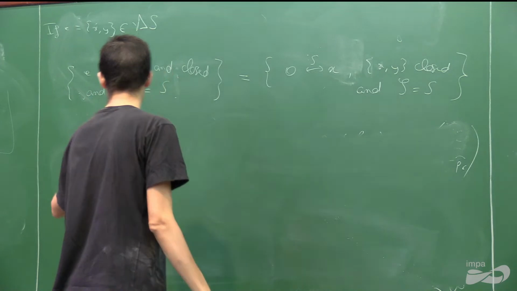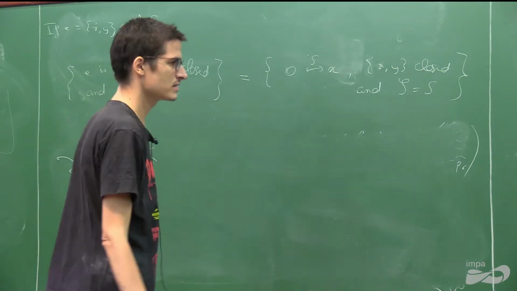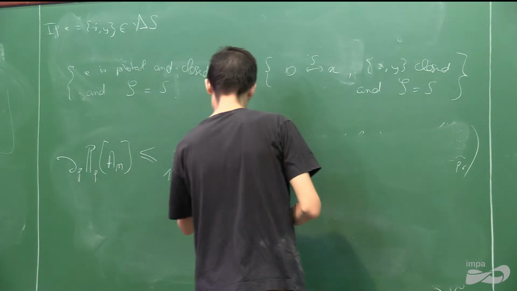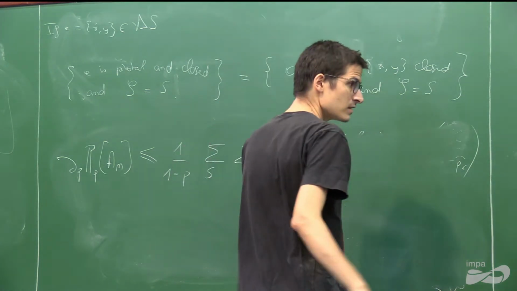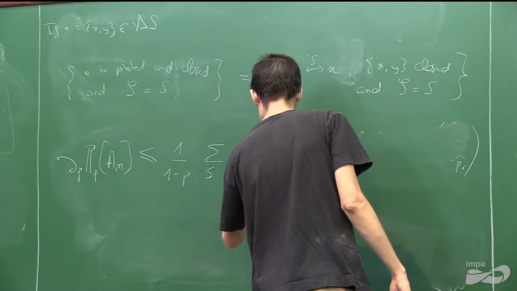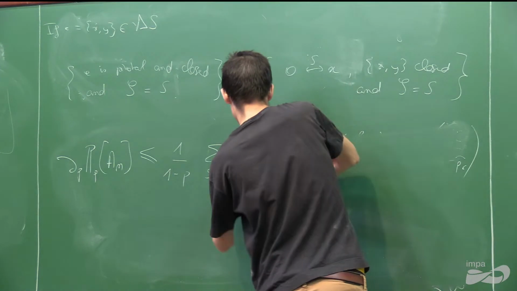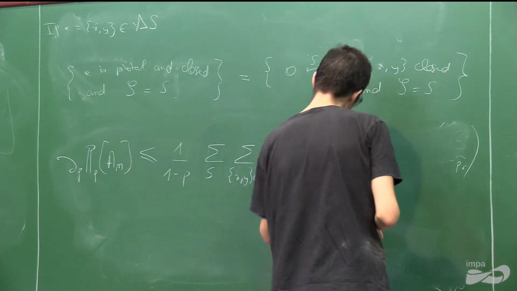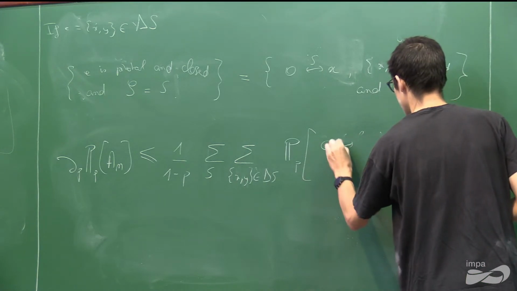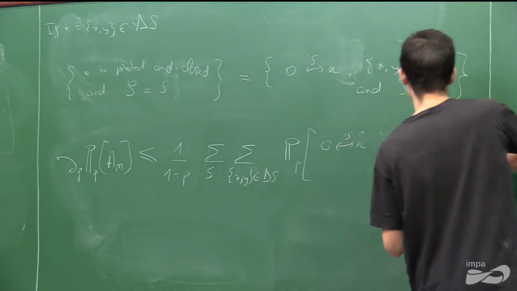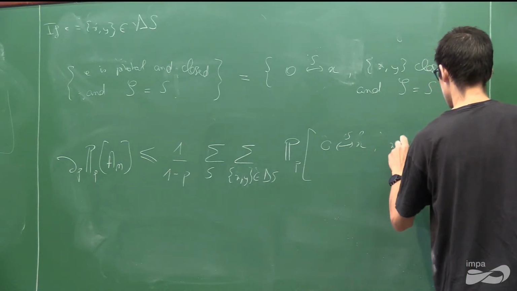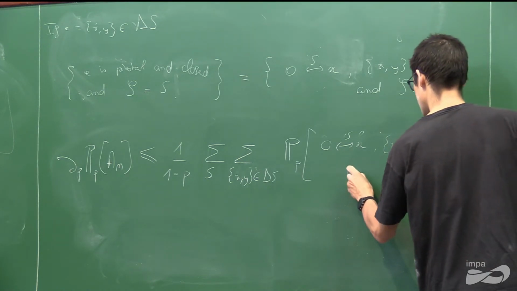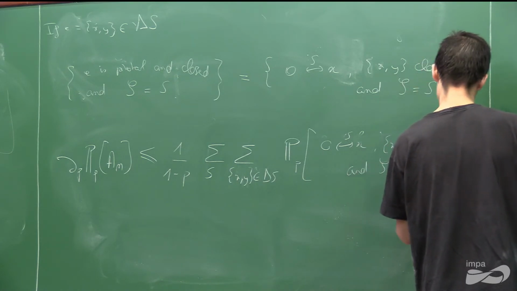So from all of this, I get that this derivative that I want to estimate, this is smaller than 1 over 1 minus p times the sum over S, the sum over E equal xy in delta S times the probability that 0 is connected to X in S, xy is closed, and S is equal to S.